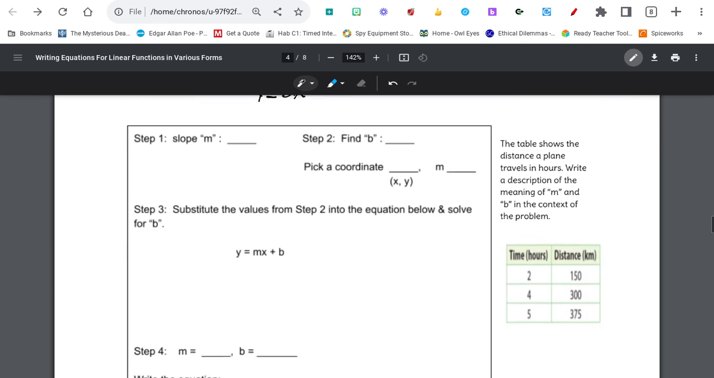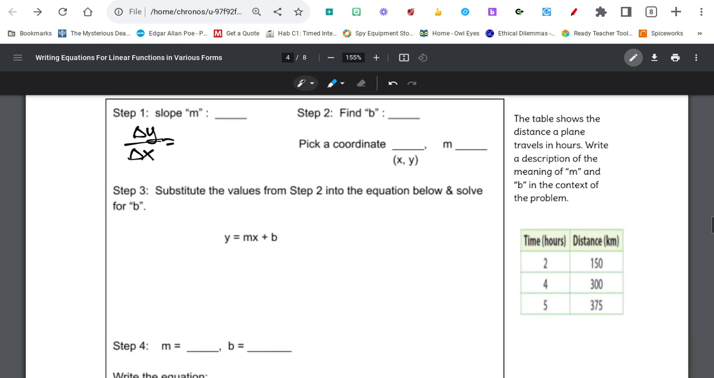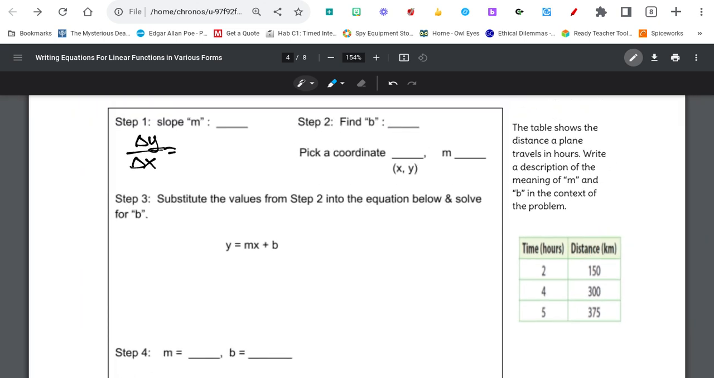Let's take a look at this one. Now, this is a real life example. So let's take a look at our slope. I'm going to go with the change of y over the change of x. And I've got to figure out which one of these is x and y because in my table it's not labeled as x and y.